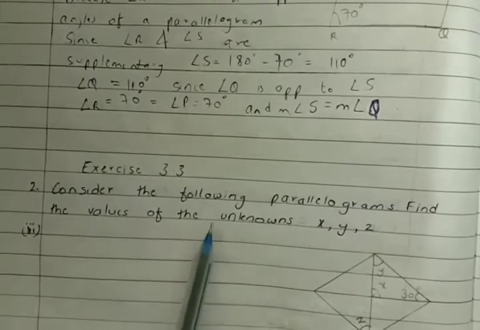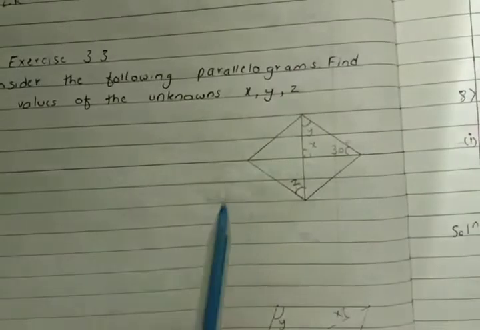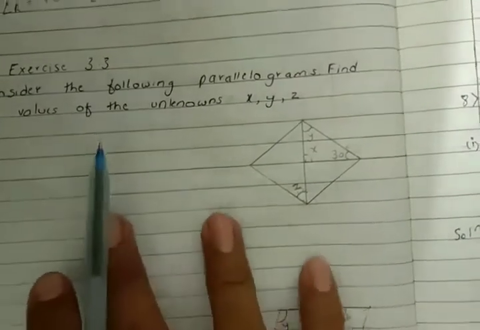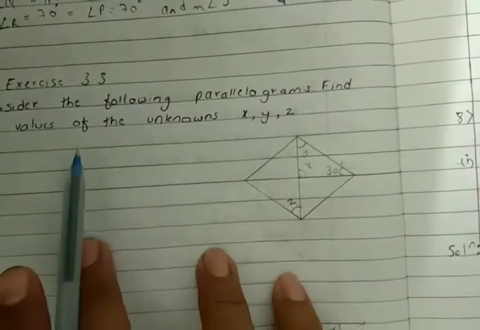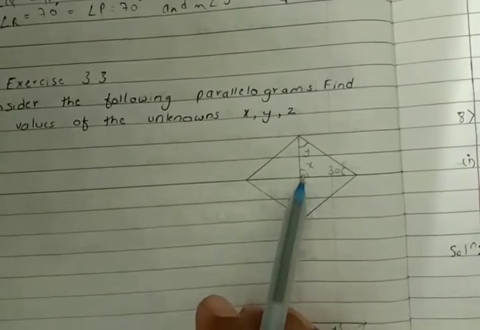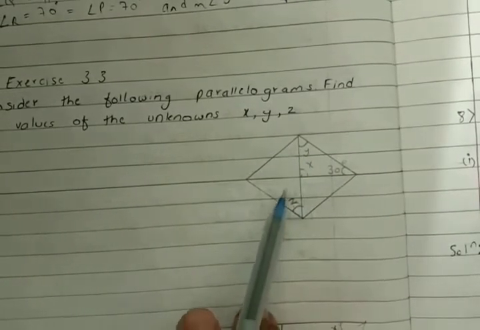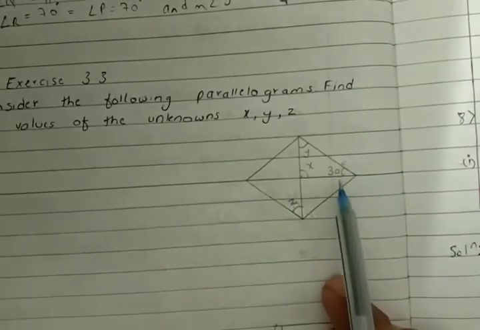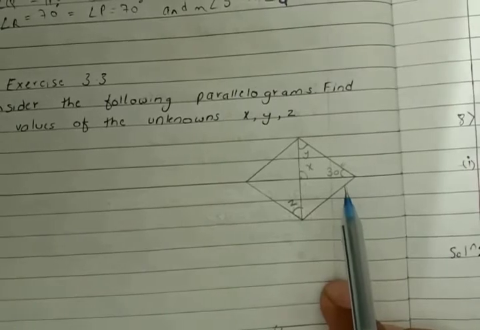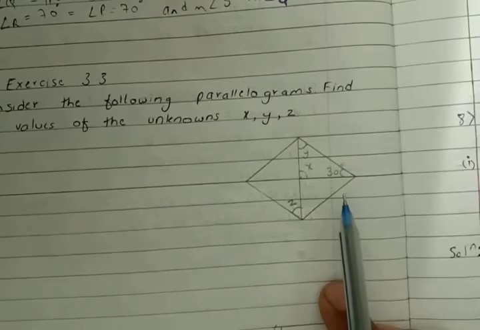Consider the following parallelograms. The parallelogram figure is given over here, right? And what is asked? Find the values of all unknowns. X you have to find out, Y and Z. Only one angle is given here. It is mentioned. And how much is it? 30 degrees. Okay. So how will we solve this?